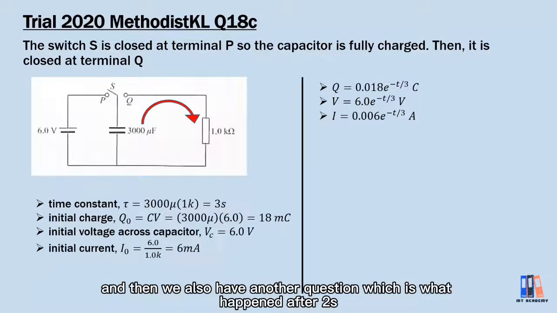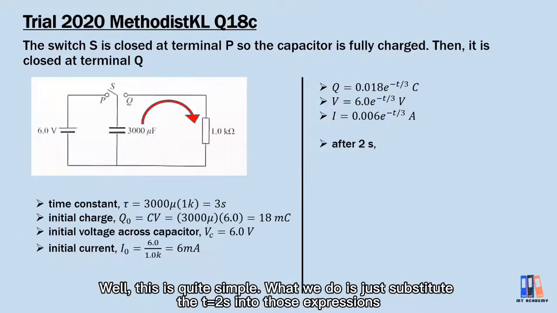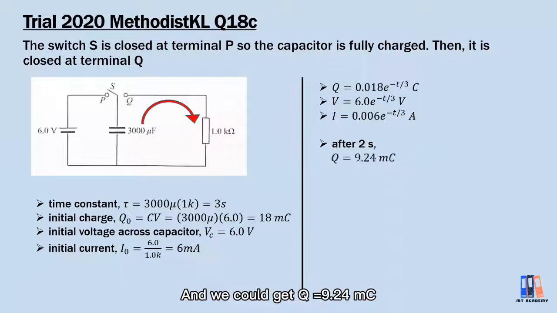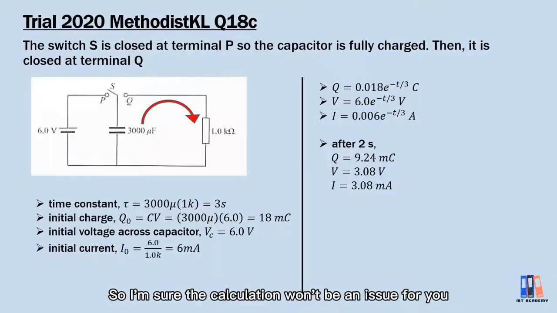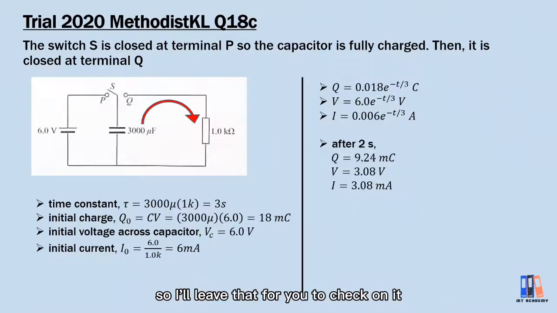And then we also have another question, which is what happens after 2 seconds. Well, this is quite simple. We just substitute t equal to 2 into the expressions, and we get Q equal to 9.24 millicoulomb, V equal to 3.08 volt, and I equal to 3.08 milliampere. I'm sure the calculation won't be an issue for you, so I leave that for you to check.